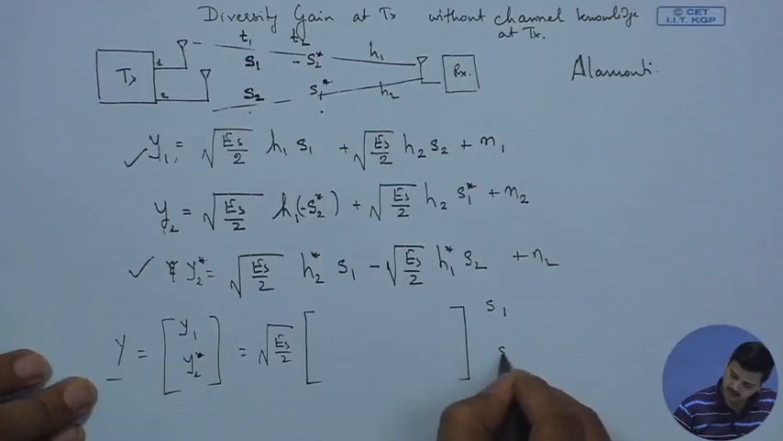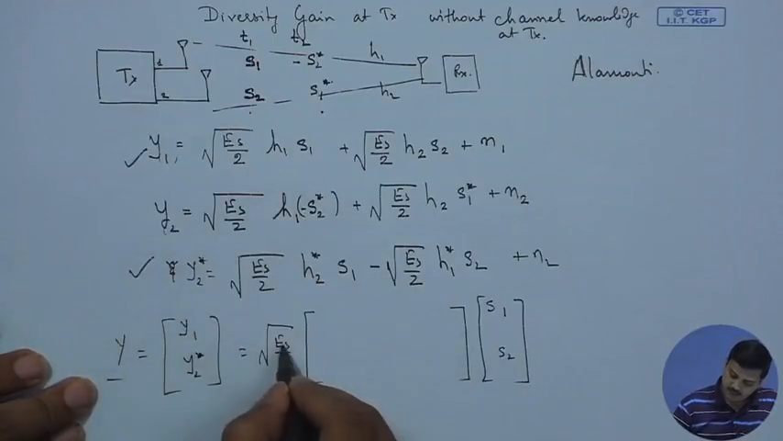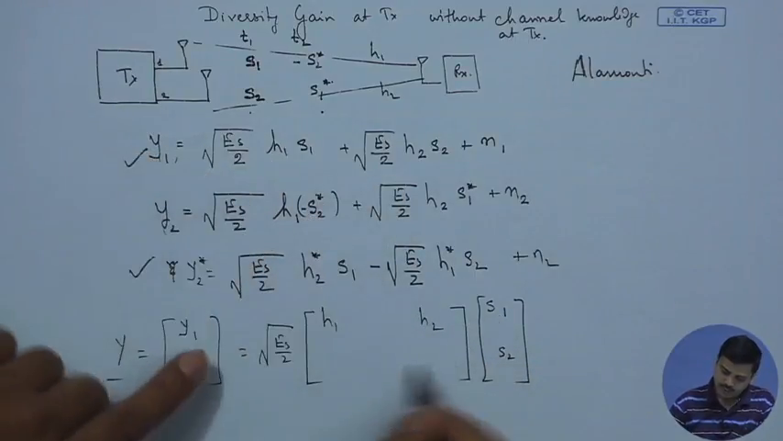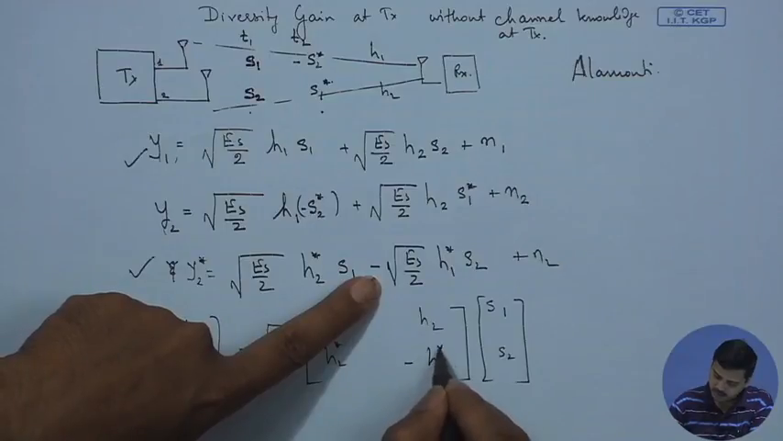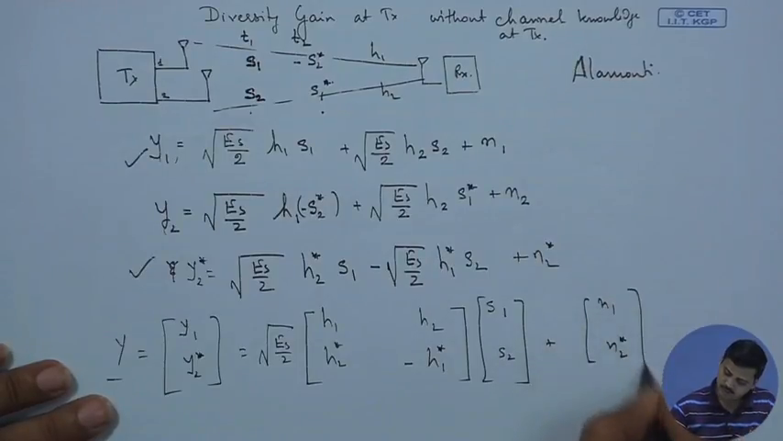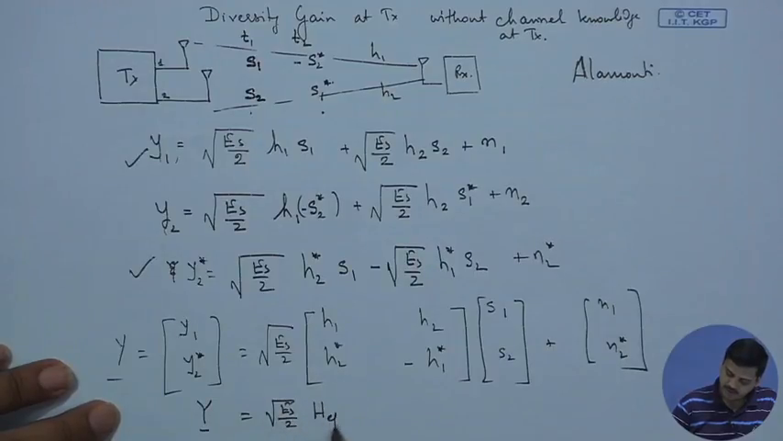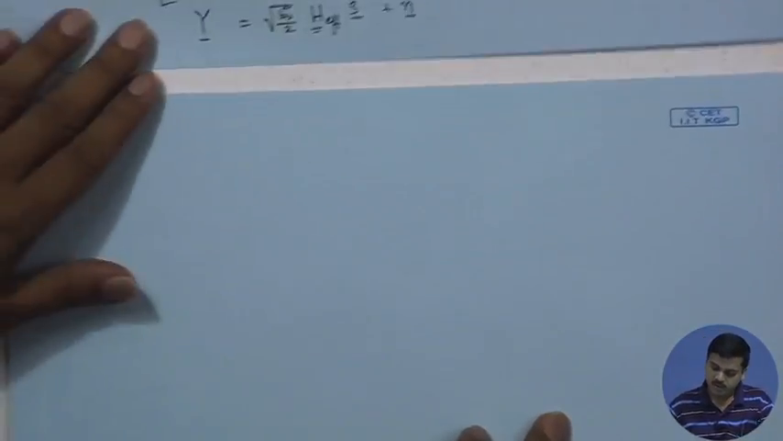and I could send signals s1 and s2 from these two antennas. I could effectively write the expression in this way: root over Es times h1 s1 plus h2 s2, and then y2 conjugate is equal to h2 conjugate times s1 minus h1 conjugate times s2, plus n1, n2 conjugate. So when I write the expression in this way, we effectively are writing y is equal to root over Es by 2 times H effective, this is the effective channel, times s, this is the matrix, plus some noise vector. So we have a linear equation, so we could use matrix algebra in working on this.